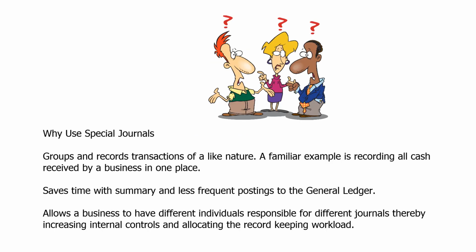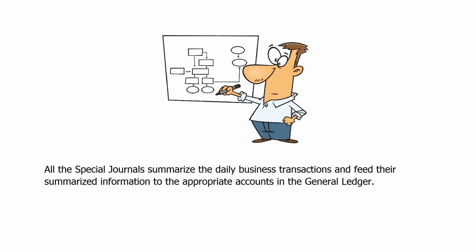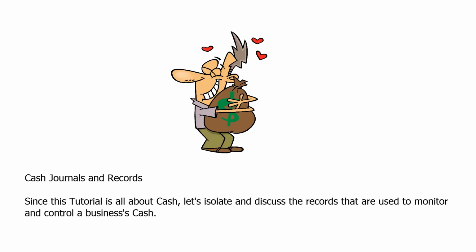Why use special journals? They group and record transactions of a like nature. A familiar example is recording all cash received by a business in one place. They save time with summary and less frequent postings to the general ledger. They allow a business to have different individuals responsible for different journals, thereby increasing internal controls and allocating the record-keeping workload. All the special journals summarize the daily business transactions and feed their summarized information to the appropriate accounts in the general ledger.